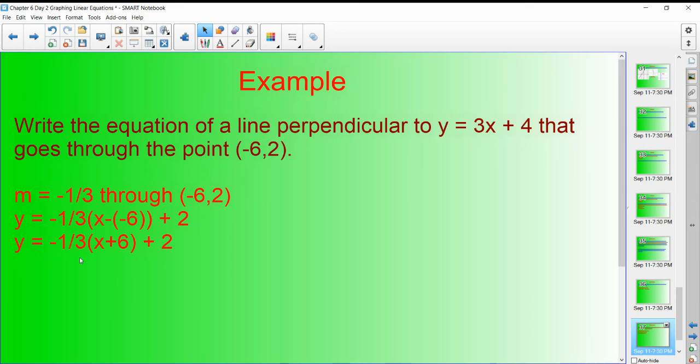Now, if I ever wanted to convert it, I can distribute the negative 1/3. I can combine like terms. I can get it into a different form. But as long as it says write an equation, I am just writing whatever equation is most efficient for me.